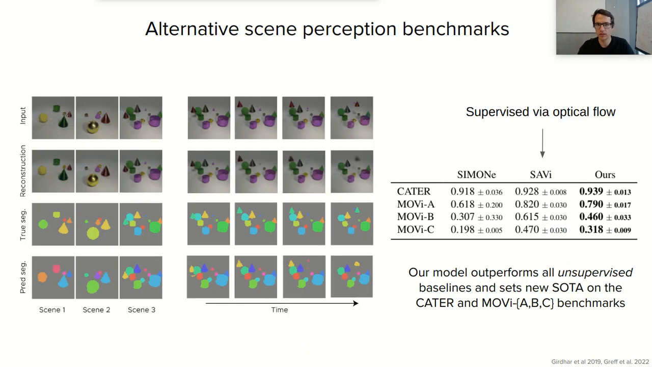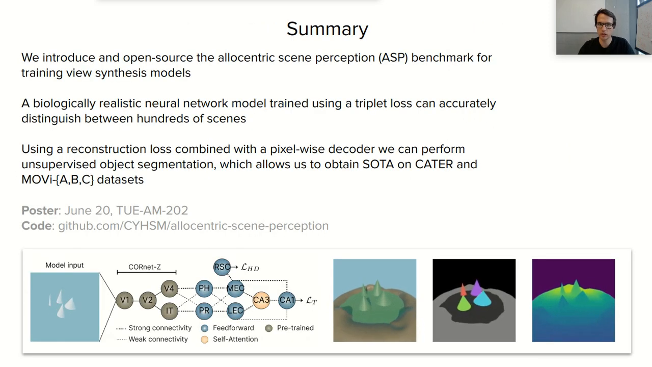We demonstrate that this architecture, along with feedback connections to visual cortex, enables us to achieve state-of-the-art segmentation performance on CATER and MOVi benchmarks. In summary, we present an allocentric scene perception benchmark and a biologically plausible neural network model, capable of distinguishing between hundreds of scenes. This enables us to reconstruct images from novel viewpoints and perform unsupervised segmentation.